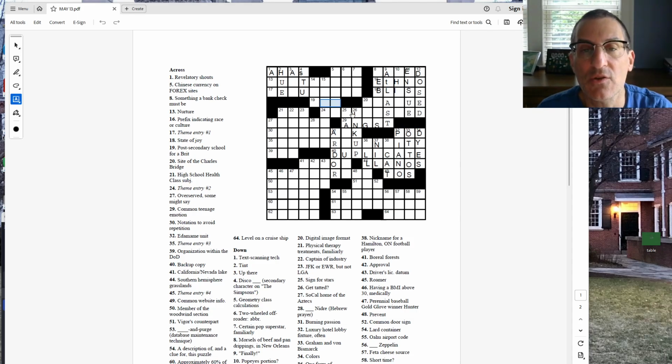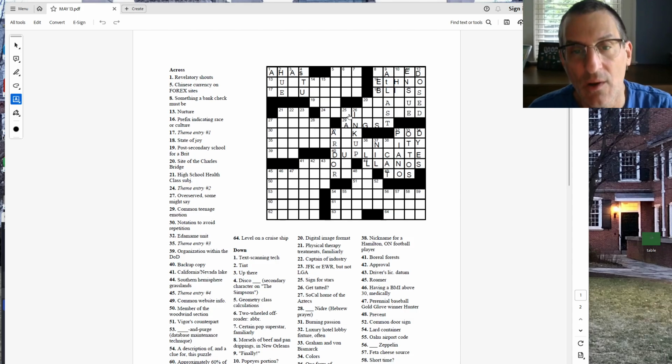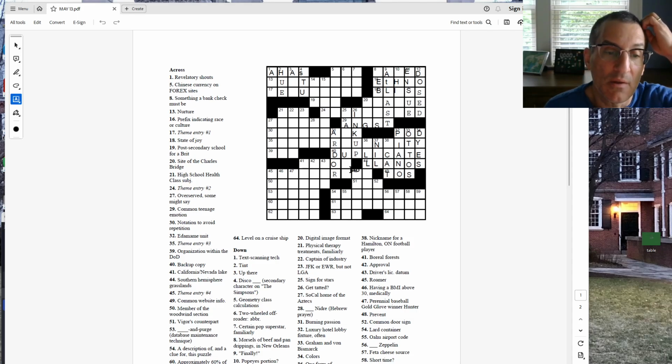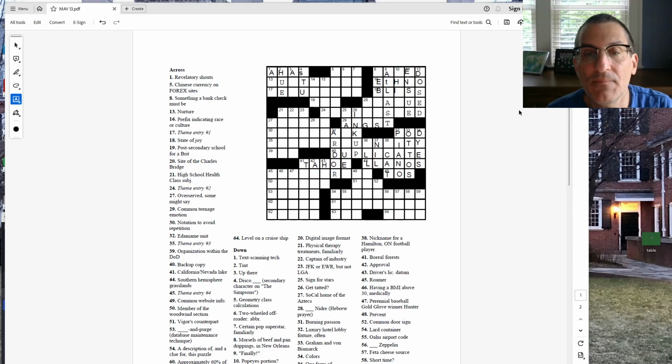25. Sign for stars. Well, SRO... sign for stars. California Nevada Lake is probably Lake Tahoe. Nearby fabulous Reno, Nevada. Also some good skiing in that area. Which gives us 41 down. Boreal forests. Well, it's going to end in S. It's almost not worth putting it in because of the type in. Approval might be assent. That makes sense.